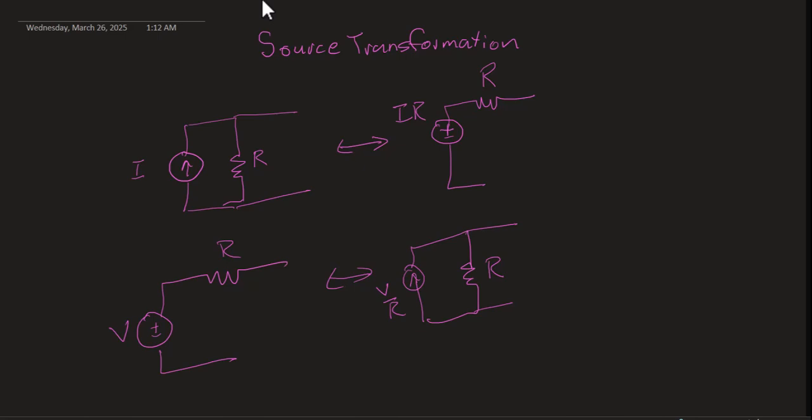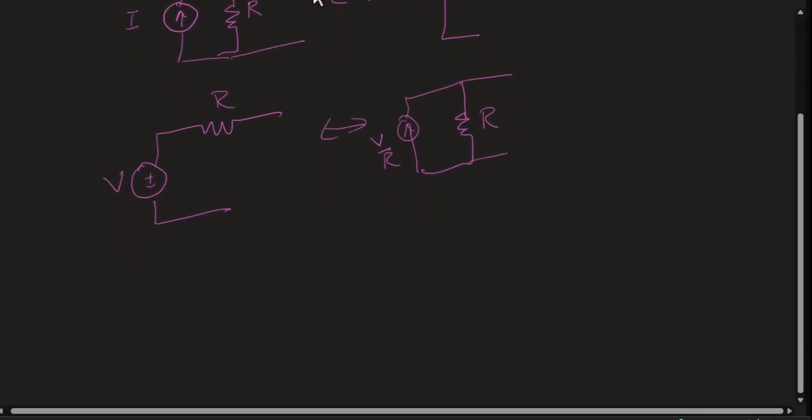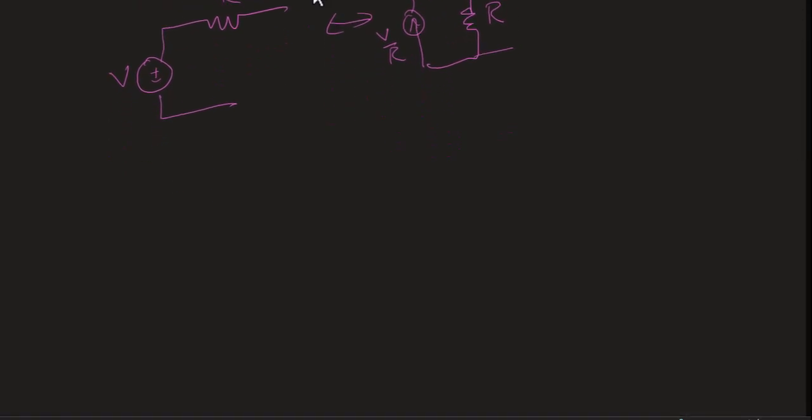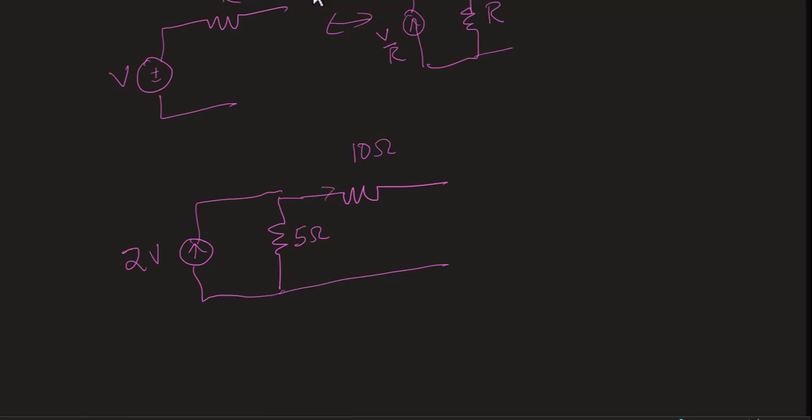Again, if I'm supposed to be finding the current through this resistor, for instance, then I can't do a source transformation because I'd be transforming the thing I'm actually looking at. But let's say that I wanted to find the current through this resistor right here. So this is R1. Let's make it 10 ohms. Let's make this 5 ohms. And let's make this 2 volts. And I want to find the current through this 10 ohm resistor.